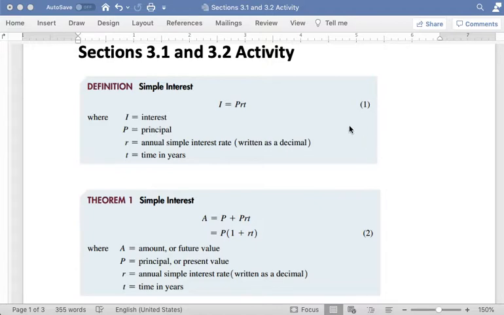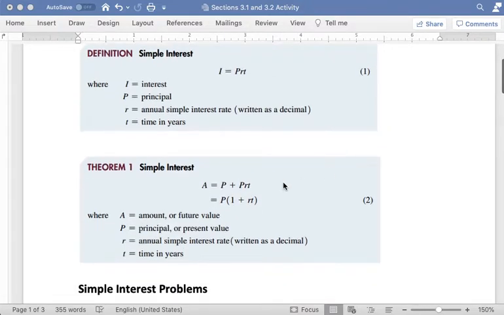So our first formula here is I equals P times R times T. I is interest, P is the principal, R is the annual interest rate written as a decimal, and T is time in years. And then if we take that interest and we add it to the principal, we get the second formula. So P is the principal. We're adding the interest calculated using PRT to the principal to get the total amount in the account.